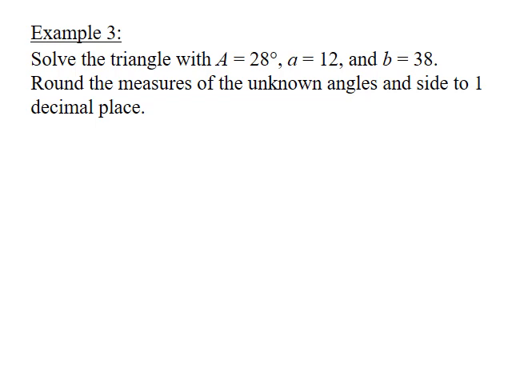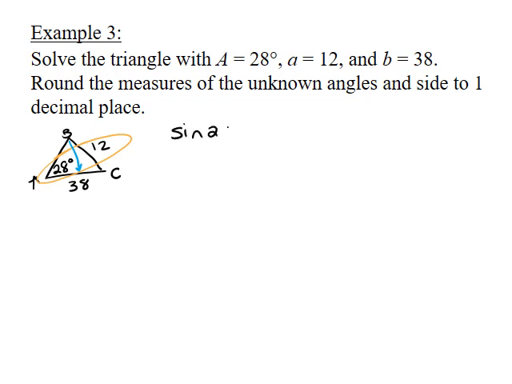Now, this is just like the previous examples, so don't let the fact that the ambiguous case exists freak you out. The first thing, as previously done, is to sketch a picture of the triangle. Angle A is 28 degrees, side A is 12, and side B is 38. Now, we still have a pair, so I'm going to set this up, and given this information, I have to find angle B. I'm not given any other information to do anything else.